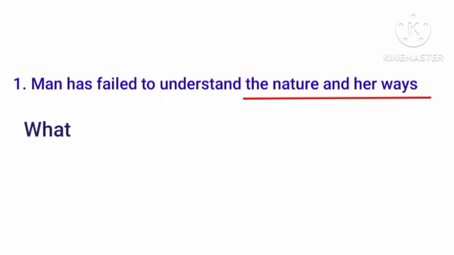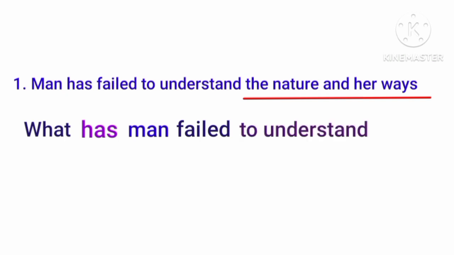The next task is to find out the auxiliary verb. The auxiliary verb is has. Write it after what. After the auxiliary verb, we have to write the subject, that is man here. The next is for the main verb, that is failed. Next is to write the other portion except the underlined portion and then put a question mark.